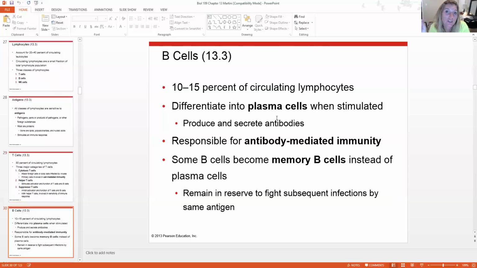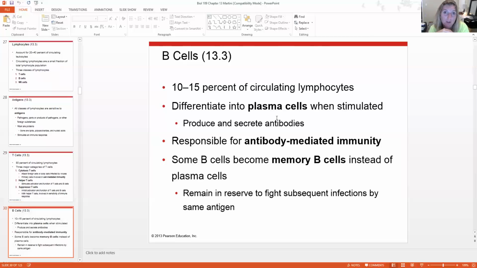So our B cells are 10 to 15% of our circulating lymphocytes. They differentiate into plasma cells when they're stimulated. So B cells become activated and then they turn into plasma cells. Plasma cells are going to produce and secrete antibodies. They're responsible for antibody-mediated immunity. Instead of the cell-on-cell combat with the T cells, the B cells are going to create these antibodies that float around in the blood and attack whatever they're specialized for.